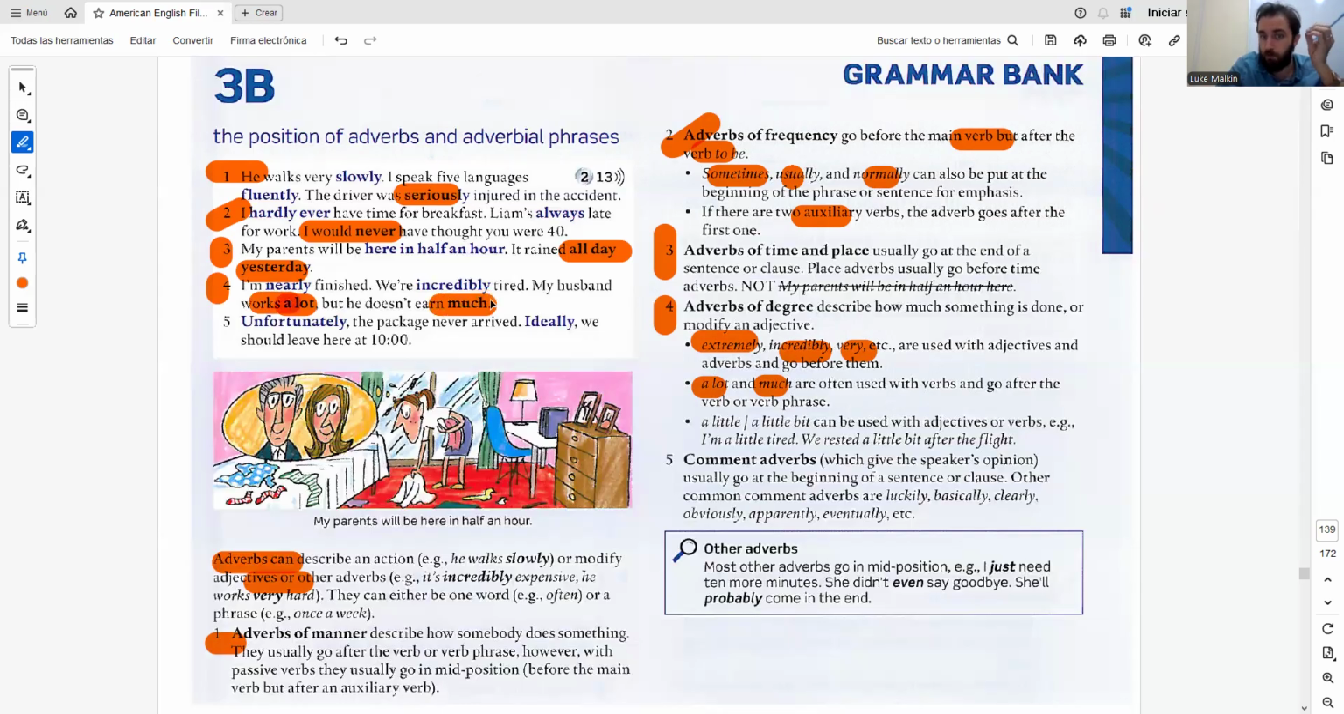He doesn't earn much. A little and a little bit can be used with adjectives or verbs. For example, I'm a little tired. We rested a little bit after the flight.